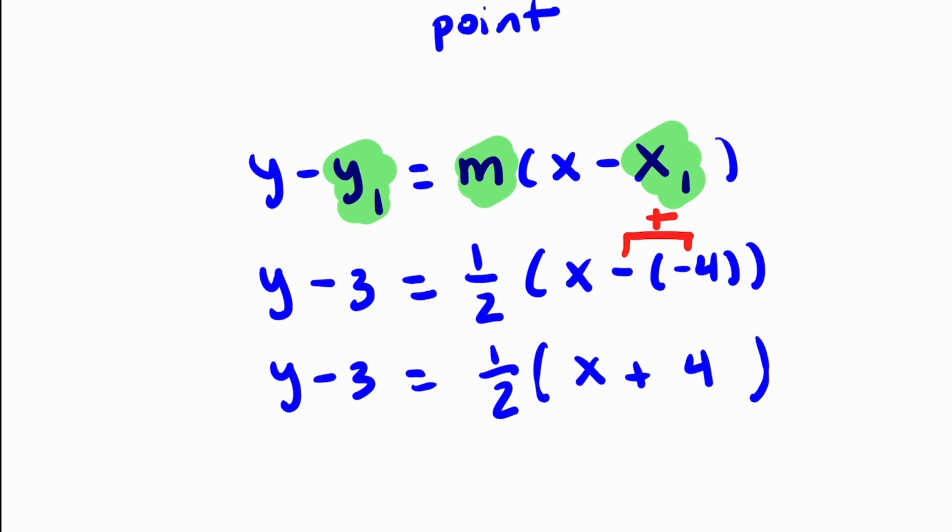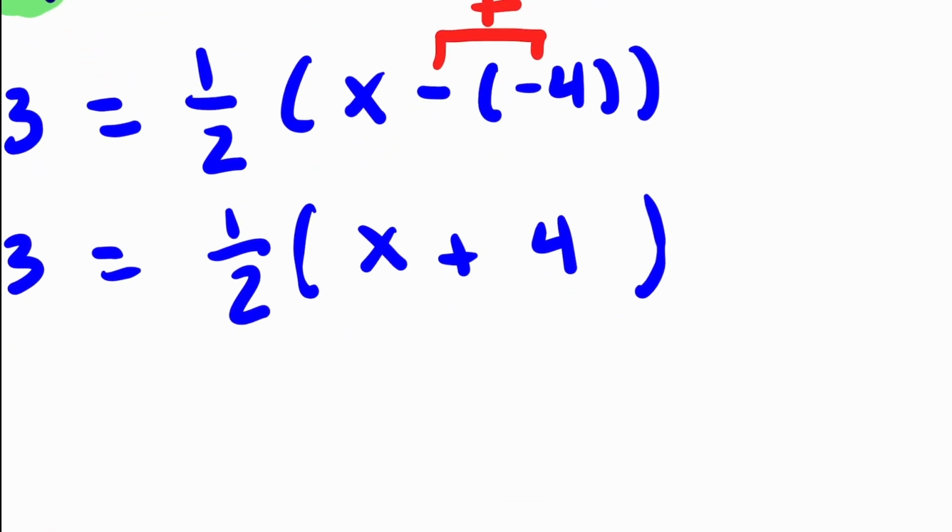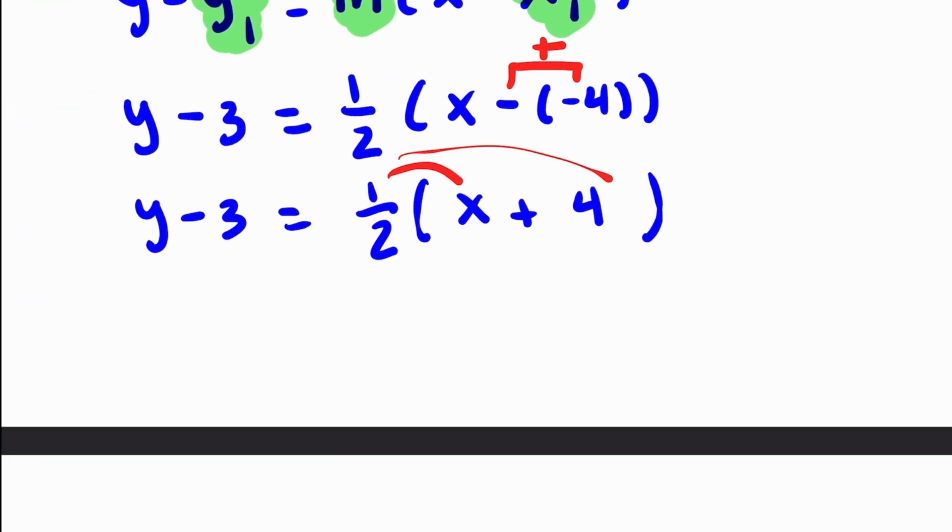So now what I need to do is turn this into y equals mx plus b, because that's the equation of the line. So here's this 1/2. I need to distribute the 1/2 to each term inside of the parentheses. So 1/2 times x is just 1/2 x. And then 1/2 times 4 is basically saying 1/2 of 4, and 1/2 of 4 is just positive 2.